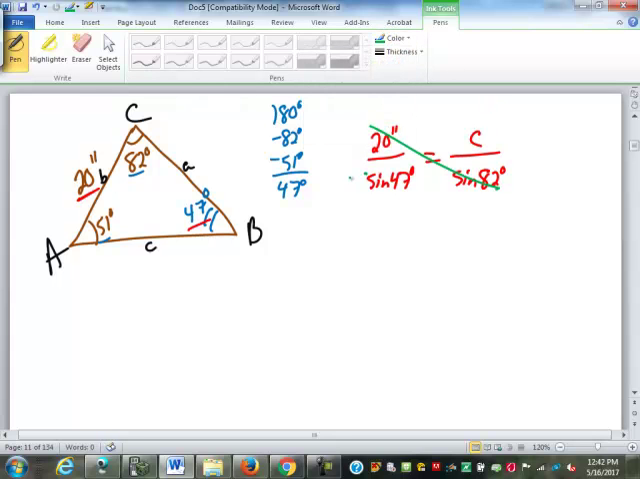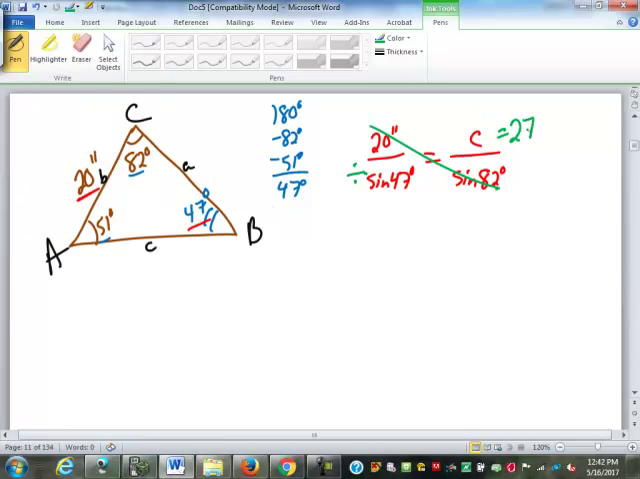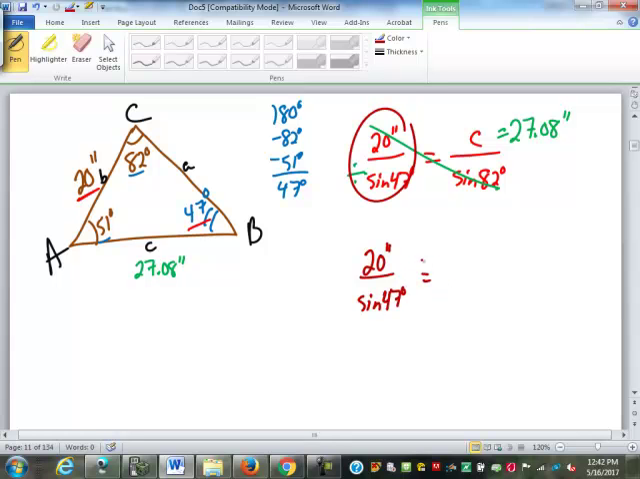So then we will cross multiply and divide. 20 times the sine of 82, make sure you close the parentheses again, divided by sine of 47. 27.08, you are correct. So that was C. Let's find A. We're going to go back to that same starting point. So 20 inches over the sine of 47 degrees equals A over the sine of 51. Perfect.